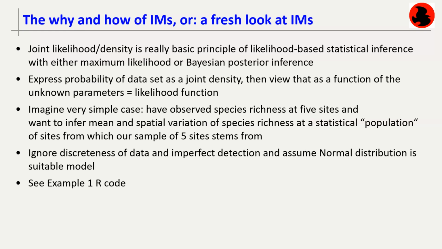Okay. So let's imagine that we have a very simple case of an estimation problem. We have gone out and counted bird species richness at 5 sites, and what we want to do is infer the mean and the spatial variation of species richness, the variability within the statistical population of sites from which I sampled my 5 sites. This is a very simple toy example, so I'm going to ignore the discreteness of the data, and also forget about imperfect detection, and just use for illustration the simple normal distribution, because everybody loves it, as a statistical sketch of a process that could have generated these data.